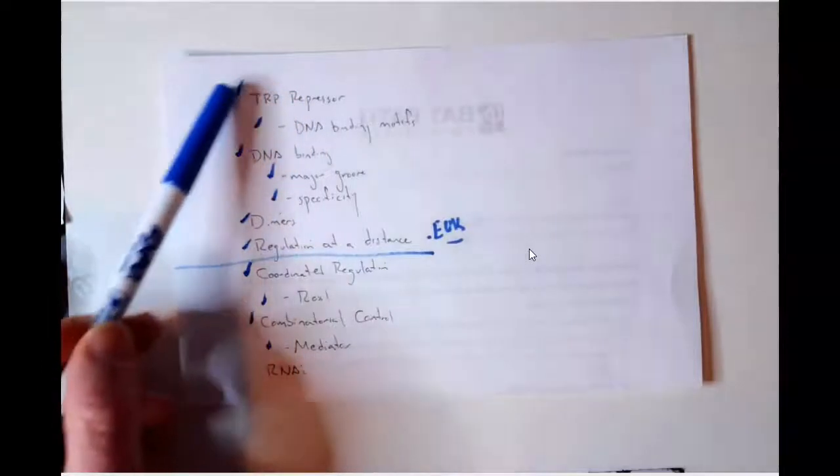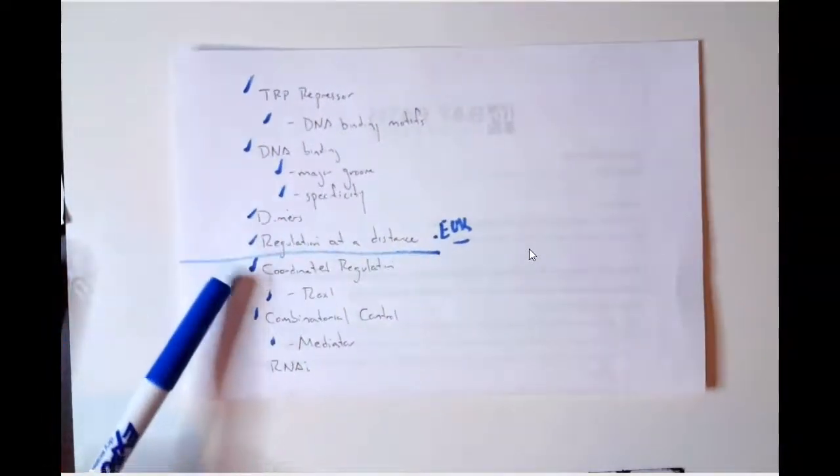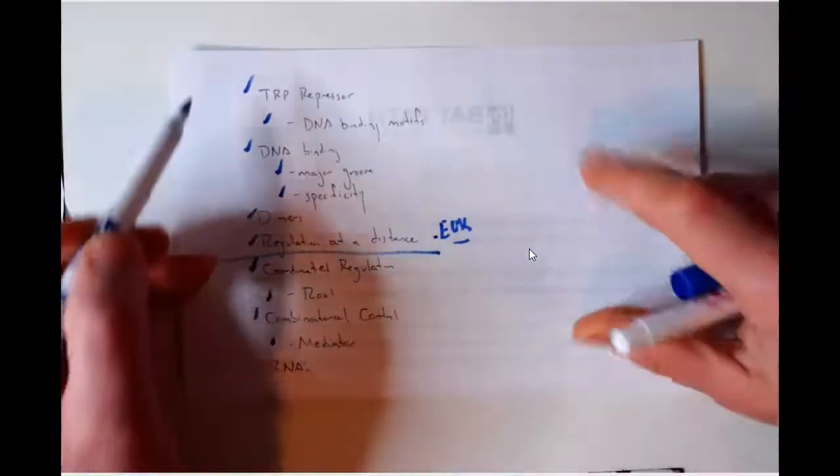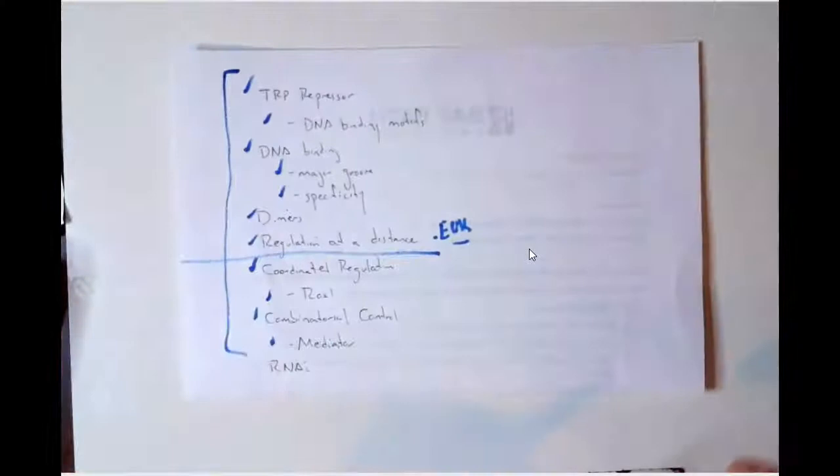So, all of those topics related quite well, right? We really built a nice cohesive story. We started with a very simple example of trp operon regulation. And by talking about trp operon regulation, we were able to talk a little bit more about DNA binding, major groove accessibility, and specificity of DNA binding. We even talked a little bit about repressors and this abstract idea of regulating at a distance. That set the stage and the foundation for a much deeper consideration of coordinated regulation and combinatorial control. All of these topics really go together beautifully into one big story of gene regulation.